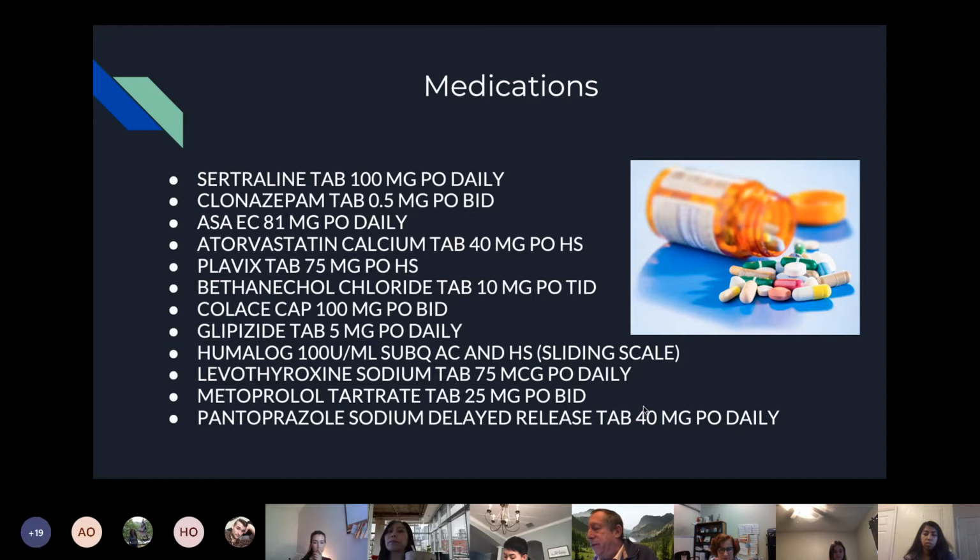She was on the levothyroxine for her hypothyroidism. Metoprolol at that dose, 25 milligrams PO BID, was controlling her blood pressure very well, her hypertension. And lastly, the pantoprazole, which is used for her GERD, a single dose, 40 milligrams usually given in the morning. Thank you.